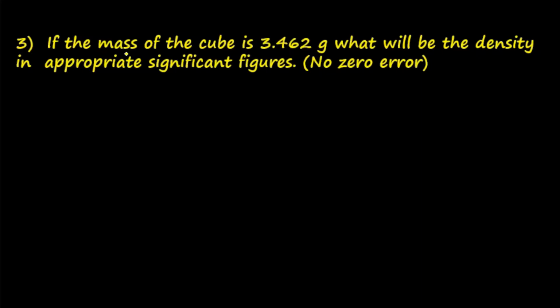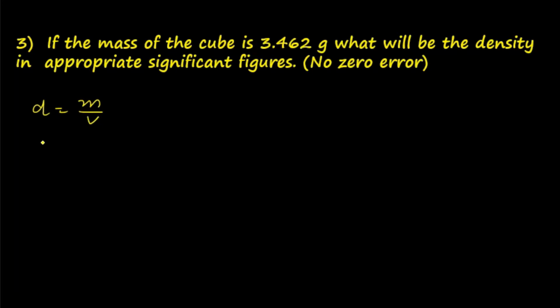If the mass of the cube is 3.462 gram, what will be the density in appropriate significant figures? It has no zero error. So we have to consider the case where there is no zero error. We have to also consider the significant figures when you give the density. We have to calculate the density. Mass is given. Density is equal to mass by volume.